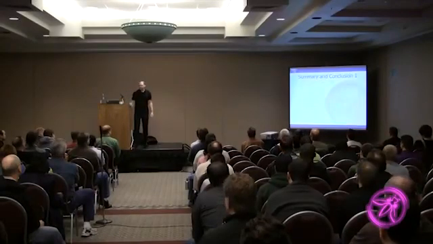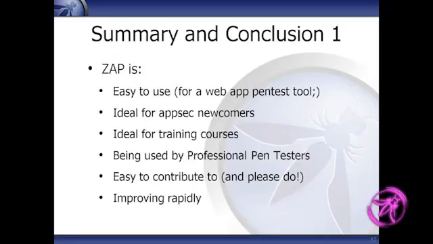I couldn't fit all the summary and conclusions on 1 page, so I've done 2. The message I want you to take away is that ZAP is easy to use, and it's easy to use for people who are relatively new to pen testing. It's as easy to use as you can have a pen testing tool. It's ideal for people who are new to application security. That's where I originally aimed it. And it's ideal for training courses, and I know various people are using ZAP in training courses right now. So that's great, and I want to encourage that. I see ZAP as a tool to help people learn about application security. That's what I really want it to be.